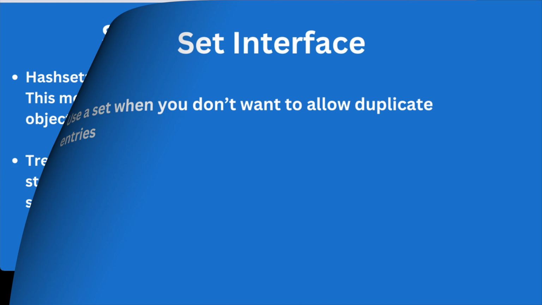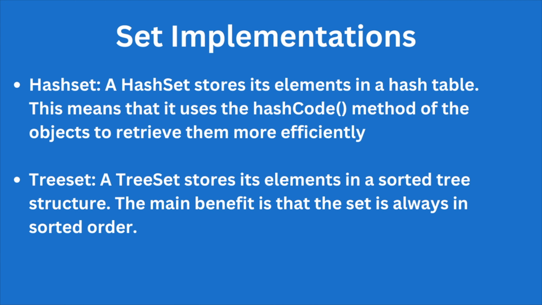All right. Now let us look at the various set implementations. First we have hash set. Our hash set stores the elements in a hash table. This means that it uses the hash code method of an object class to retrieve them more efficiently. And next we have the tree set. A tree set stores the element in a sorted tree structure. And the main benefit of this set is that the elements are always in a sorted order.